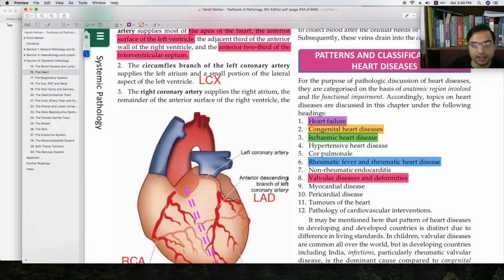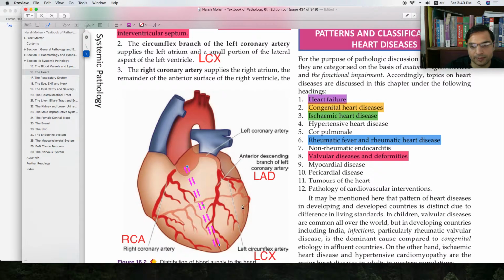Whereas this left circumflex artery, which you can see going to the lateral side, supplies the lateral wall of the left ventricle, right? So the lateral wall of the left ventricle is supplied by the left circumflex artery. This is very important because we are going to study the myocardial infarctions based on these blood supplies.